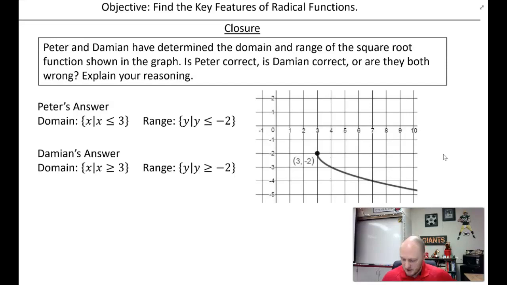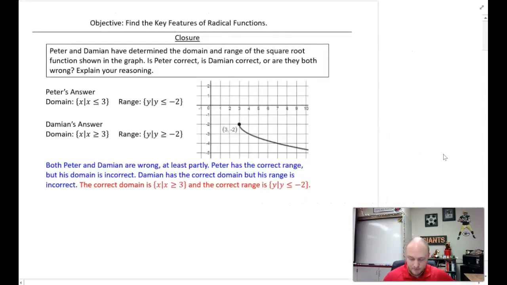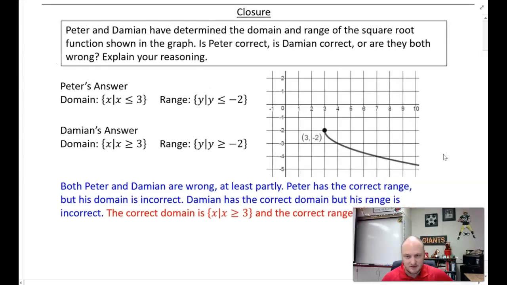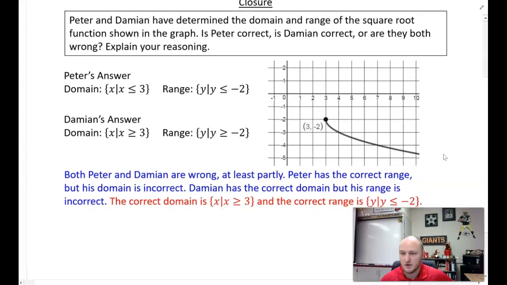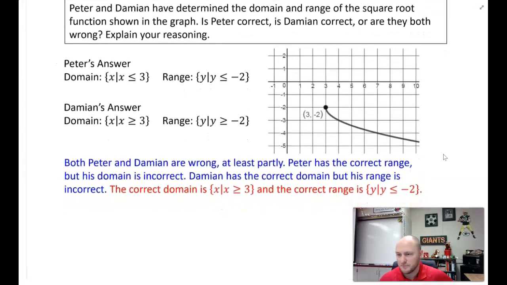All right. Thank you for reflecting on the closure. In this case, both Peter and Damien are wrong, at least partly. Peter has the correct range, but his domain is incorrect. He flipped the inequality. And then Damien has the correct domain, but his range is incorrect. Okay, and then here in red is the correct domain and range.